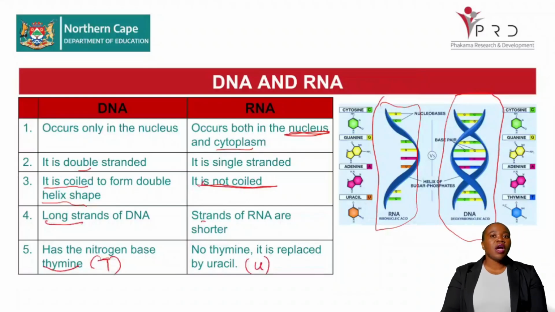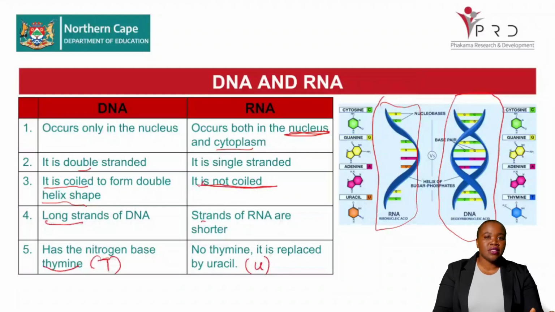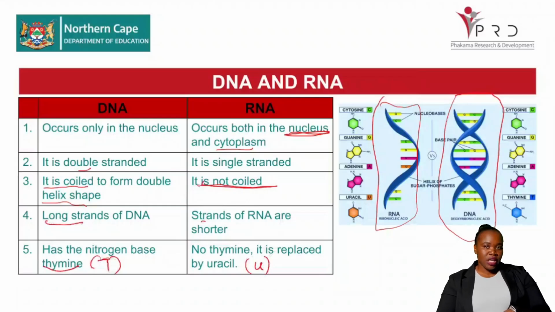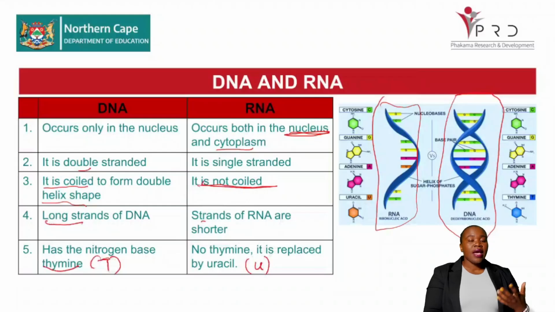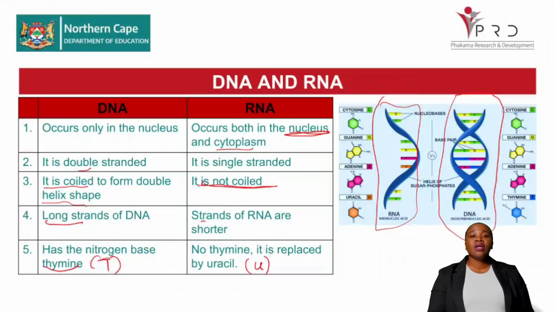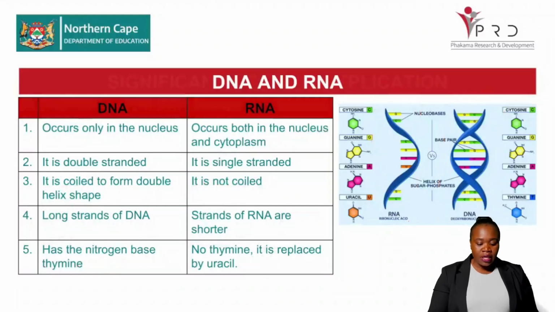So it means that when you come across a nucleic acid and you see that the nitrogenous base there is uracil, then you know that this is an RNA molecule and not a DNA molecule. If you come across a DNA molecule and it has the nitrogenous base thymine, then you should also know that this is a DNA molecule and not an RNA molecule.